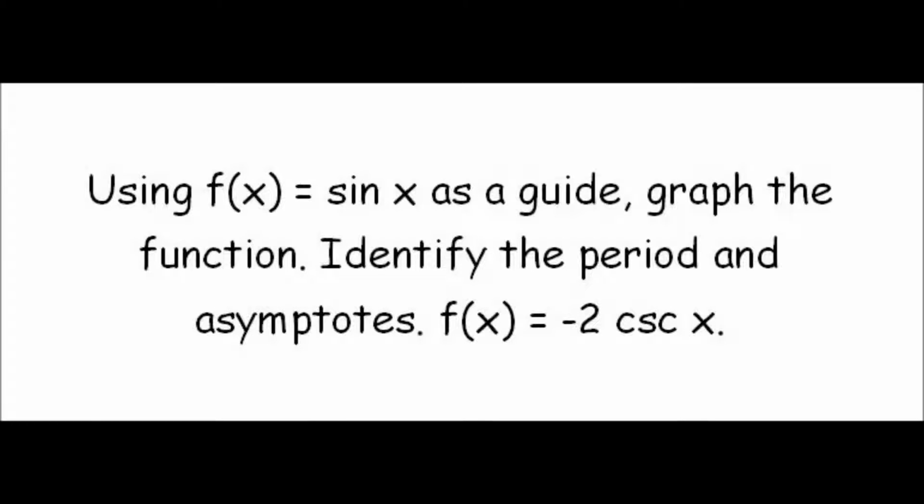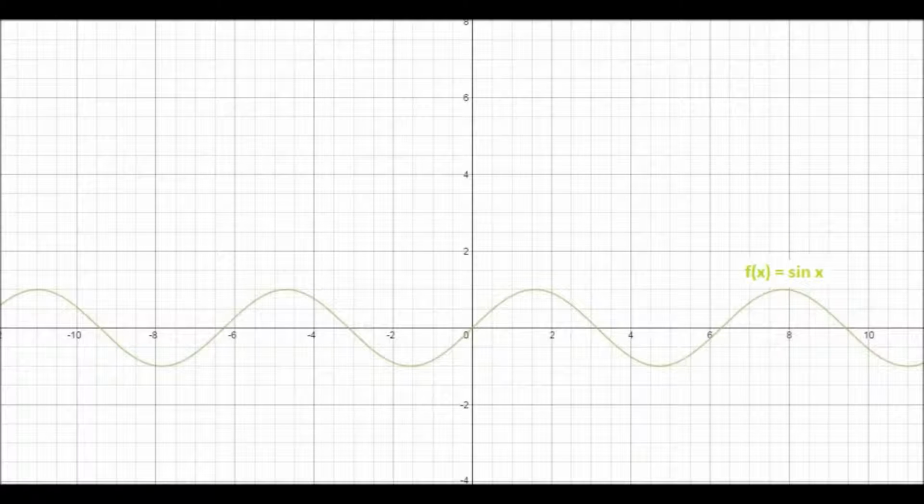In this video, I'm showing you how to graph f of x is equal to -2 cosecant x using sin of x as a guide. Let's graph sin of x first in order to create the cosecant of x function, which is the reciprocal of sin of x. This is the graph of sin of x.